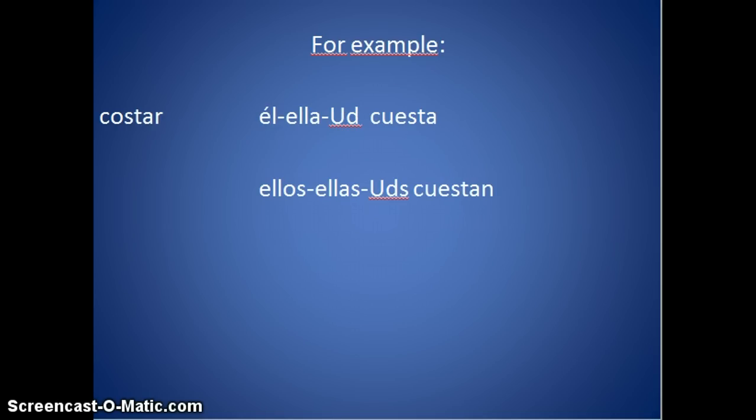Bien. Costar is a bit different of a verb because it means to cost. And you're never going to say I cost or you cost or we cost. You're going to say it costs or those things cost. Okay? So we're only going to use with the verb costar the él, ella, usted or the ellas, ellos, ustedes form. So it's only going to be cuesta and cuestan. You don't have to remember cuesto or anything else with costar because you're only going to use costar to say how much does it cost or how much do those cost, which is coming up in a new chapter soon.